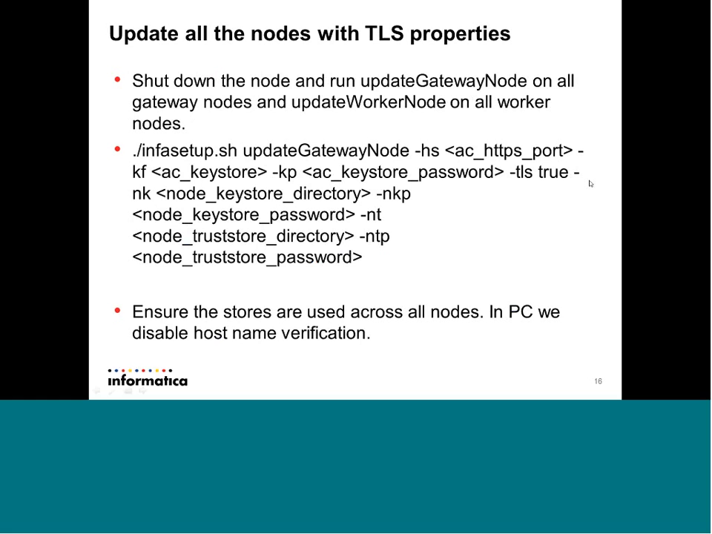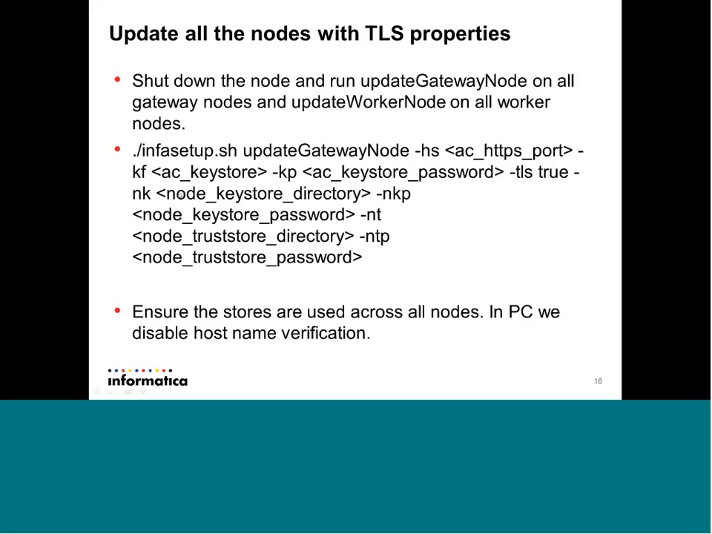So the first part, giving the keystore username, password, and HTTPS port, is for the admin console, where you specify the complete keystore file name. Now after that, for enabling HTTPS for the node processes, you'll specify these options: the node keystore directory, node keystore password, node truststore directory, and node truststore password.